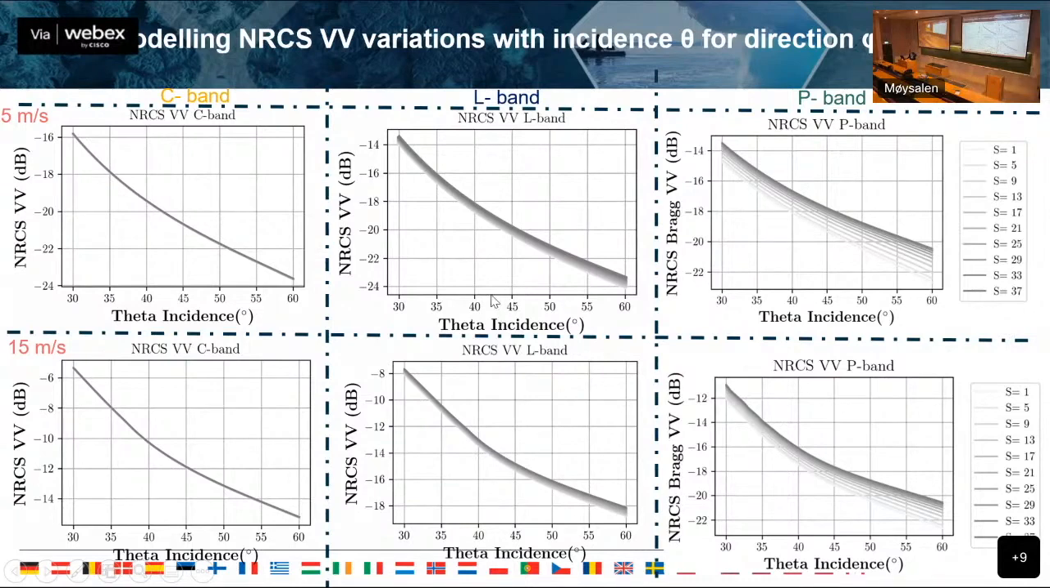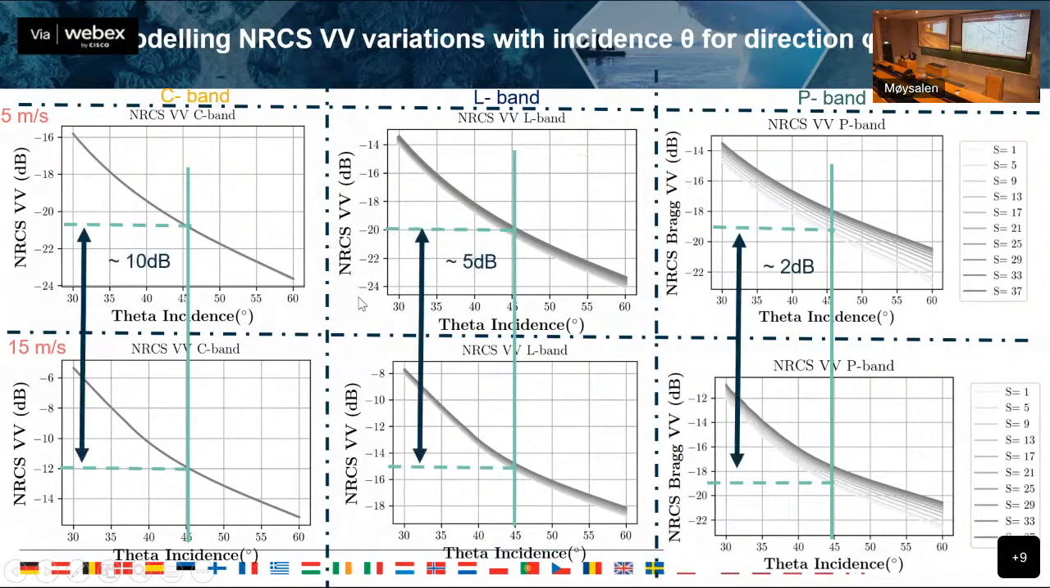And then the other interesting thing is the difference between the 2 wind conditions. So at C-band, you have a 10 dB difference between 5 meters per second and 15 meters per second. At L-band, you decrease this sensitivity to roughness, and at P-band, you start to have the same level of sensitivity from the dielectric properties and the wind contribution.